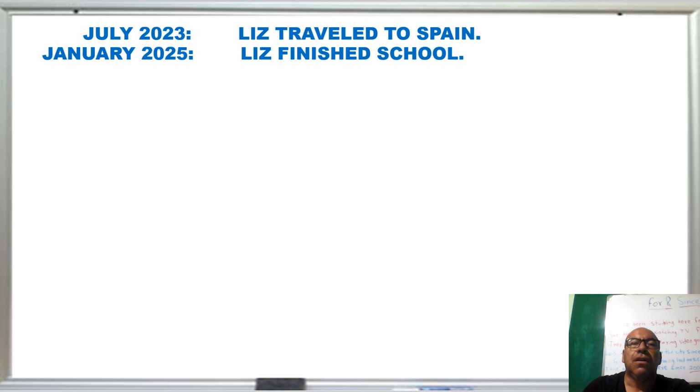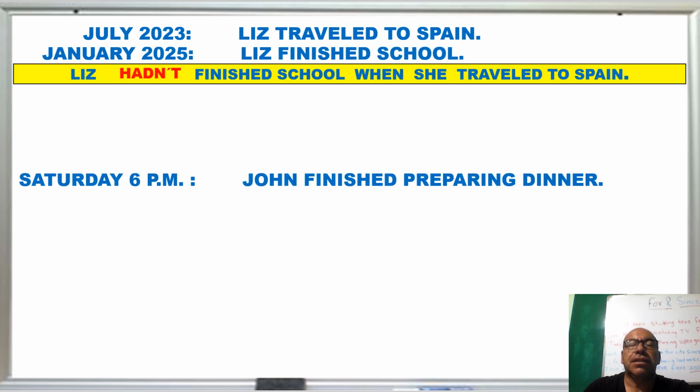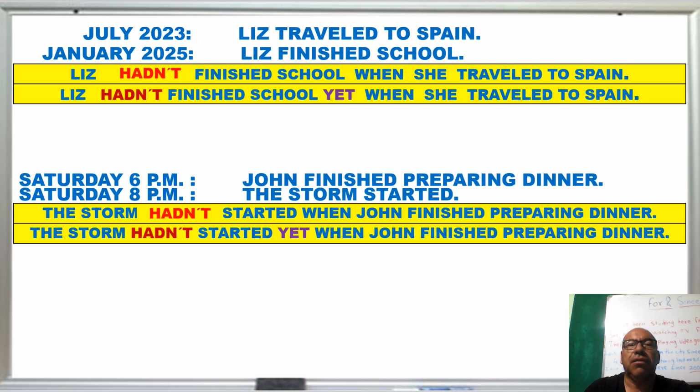Okay, well, we have here the sentences, and well, that's all. This is the way they should be. Okay, we have the use of yet. As you can see here, we have the use of yet.